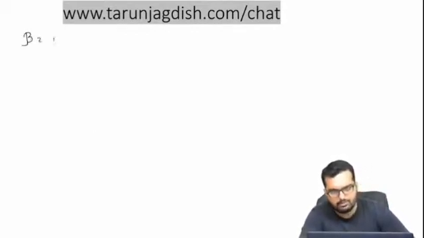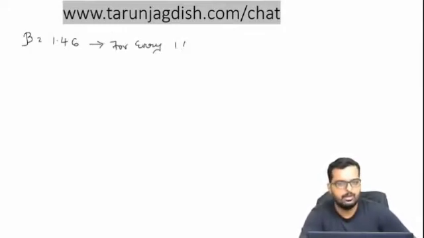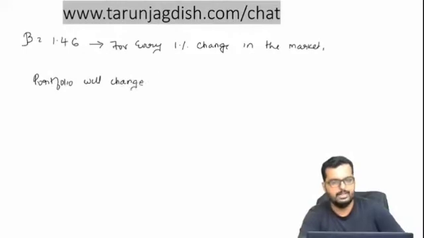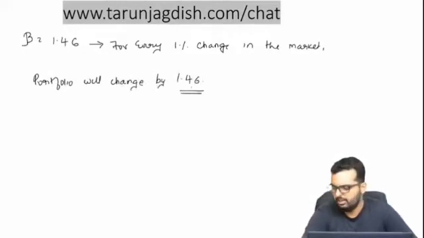Actually, the beta we have got is 1.46, which means for every 1% change in the market, the portfolio will change by how much? Can you tell me? 1.46. Can you write this down in your books now, friends?